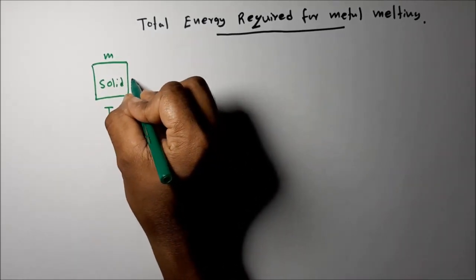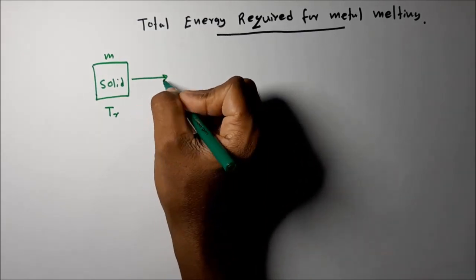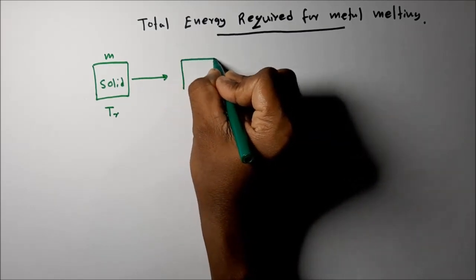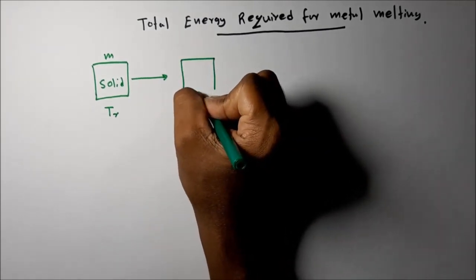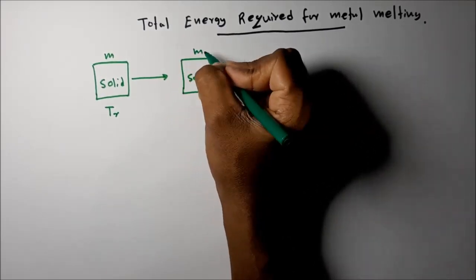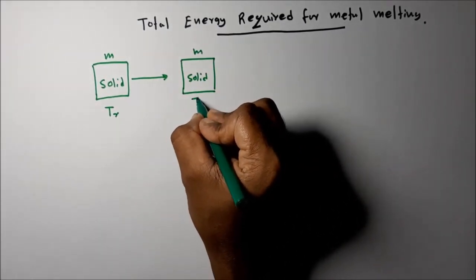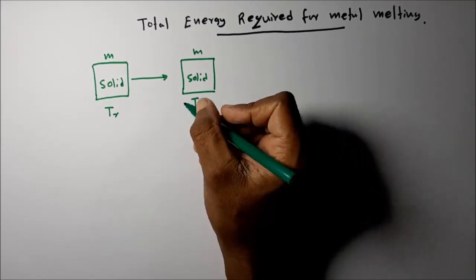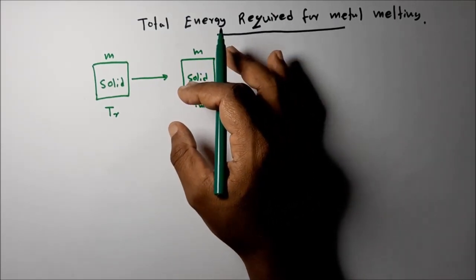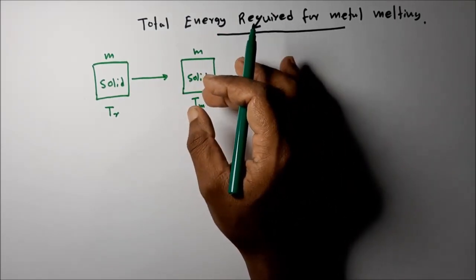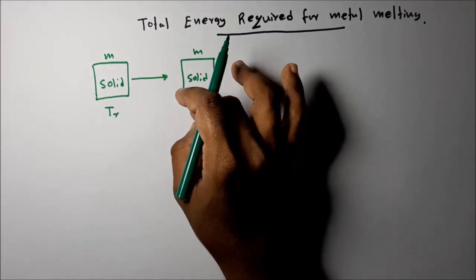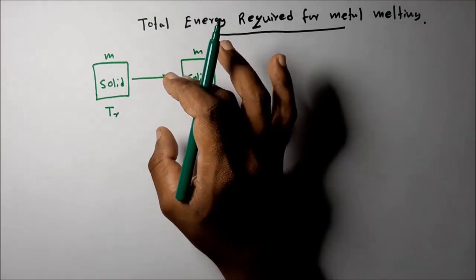The temperature has to increase to the melting point. Melting temperature. It is still solid, and the mass is M. Then we have to heat it to the melting temperature. For example, if it is aluminium, we have to heat it to 650 centigrade for the pure metal. 650 centigrade means the melting point, but it is still a solid.